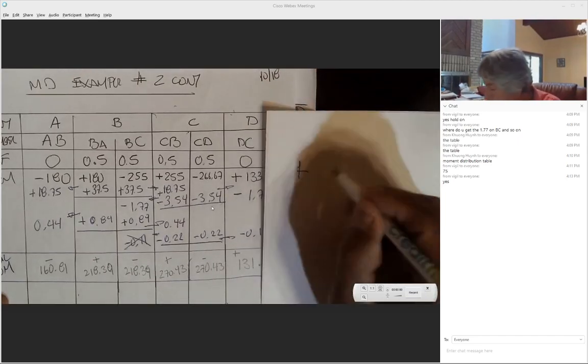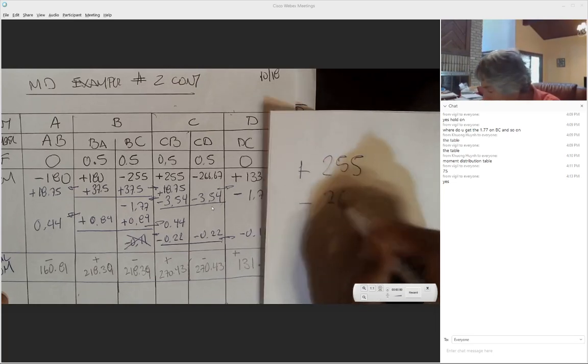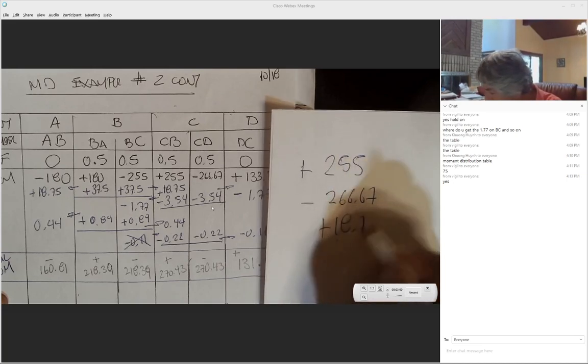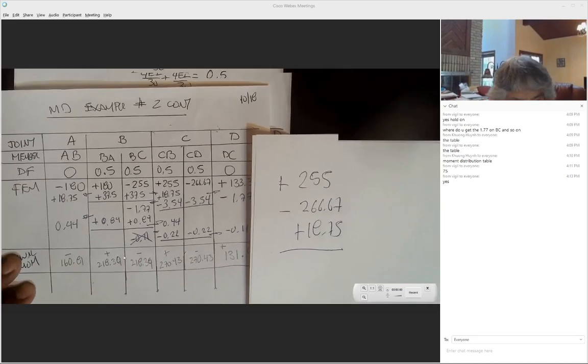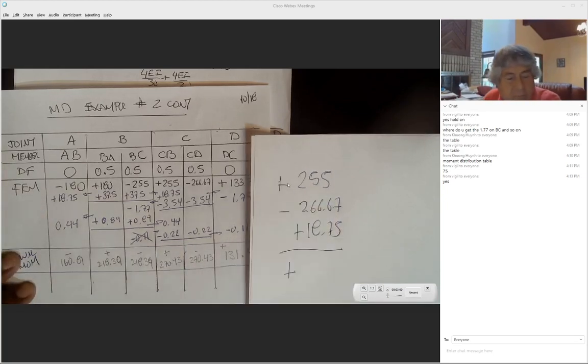Right now, joint C has plus 255, minus 266.67, and plus 18.75. So right now, this joint C, plus 255 minus 266 plus 18.75. So if you add all of this, I'm going to have a plus what?